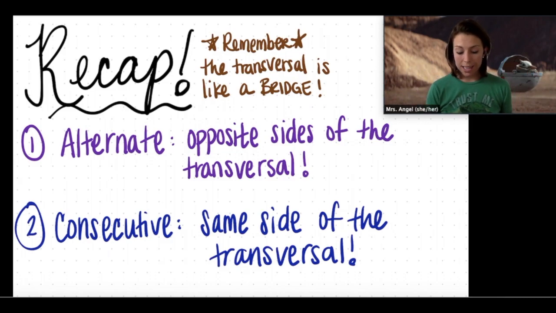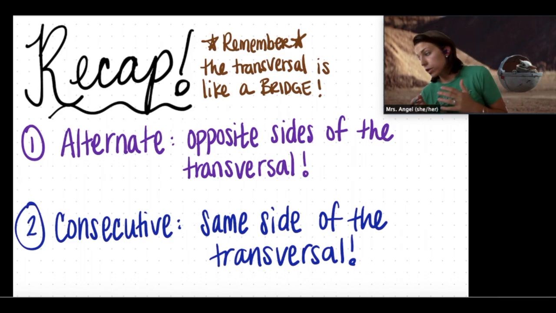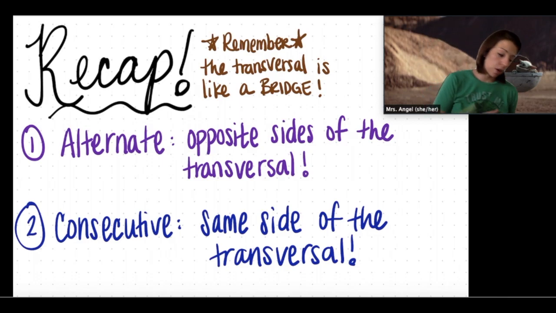Consecutive, on the other hand, is the opposite of that. It's the same side of the transversal. So if I'm standing on the bridge and I look over to my left, I'm looking at consecutive angles. And if I look over to my right, I'm looking at consecutive angles.